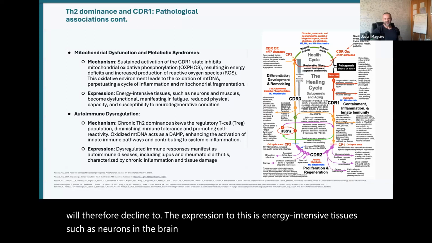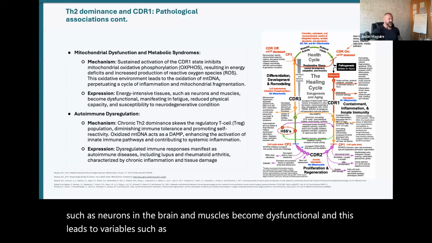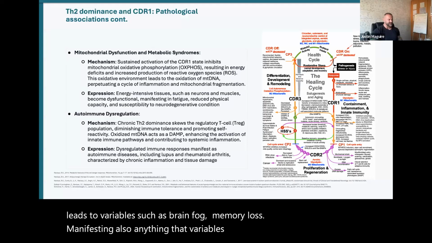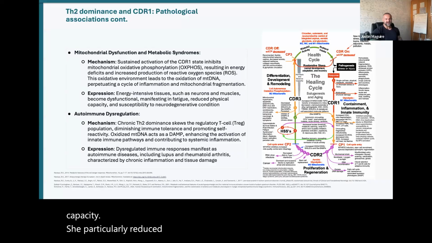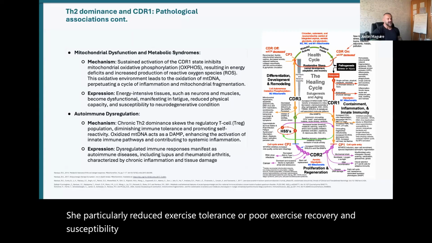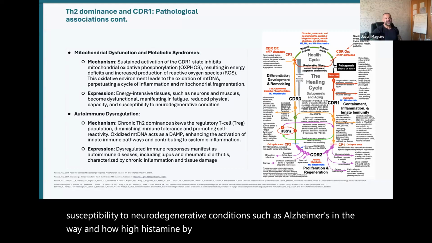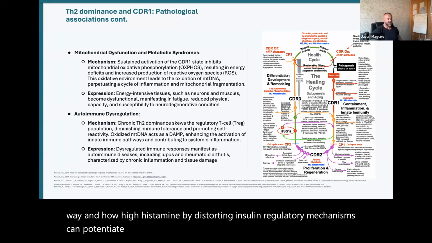This leads to variables such as brain fog and memory loss, manifesting also in fatigue, reduced physical capacity, particularly reduced exercise tolerance or poor exercise recovery, and susceptibility to neurodegenerative conditions such as Alzheimer's, in the way that high histamine, by distorting insulin regulatory mechanisms, can potentiate the outcome of amyloid beta accumulation.